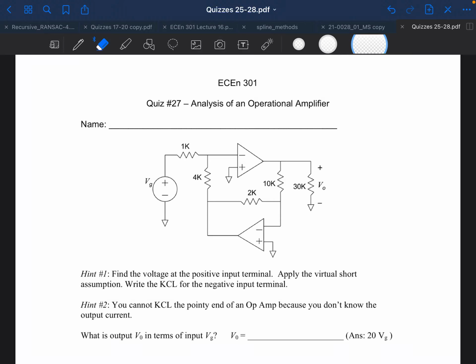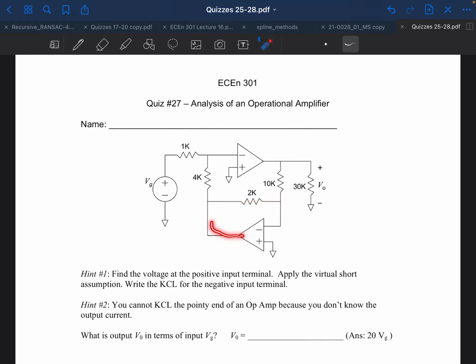All right, this is quiz number 27. Now the goal here is to find this output voltage given an input voltage VG. The first thing to note about this circuit is that these op amps are both in negative feedback configuration. So the output here gets fed back to the negative terminal.